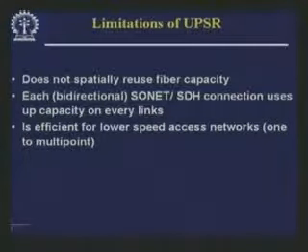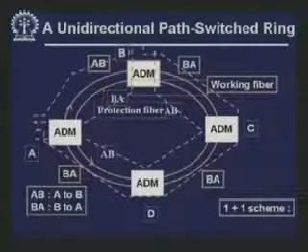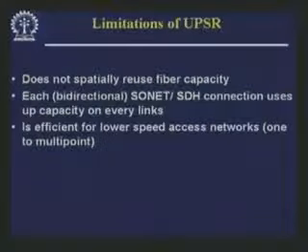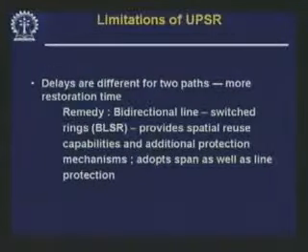If you look at the previous picture, we are just talking about a connection from A to B and B to A, that is all. So, this entire ring has now been used up, assuming only one wavelength. These ADMs of course are the ADMs of SONET. So, it is efficient for lower speed access networks, one to multi-point only, alright. And the other problem is that delays are different for the two paths, because one of them is small and the other one is quite large all the way around the link. So, the delays in the two paths are quite different.